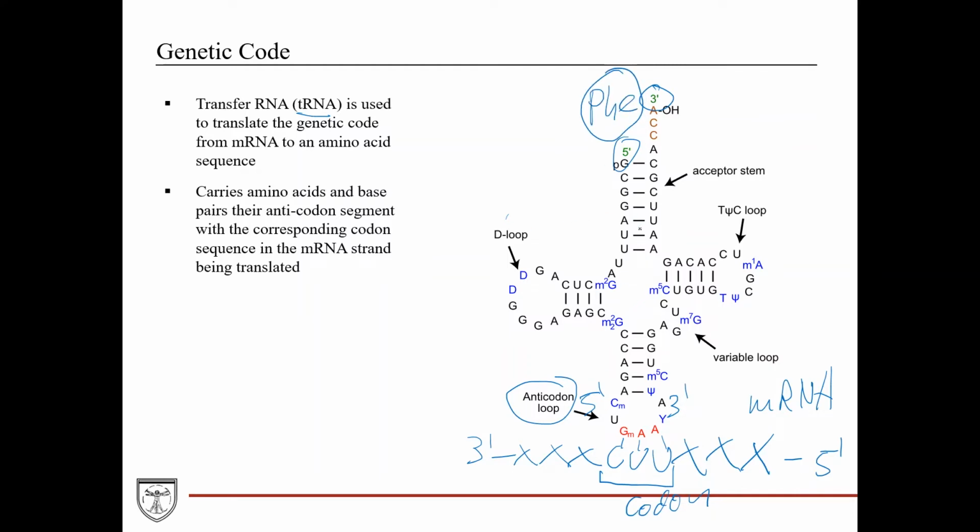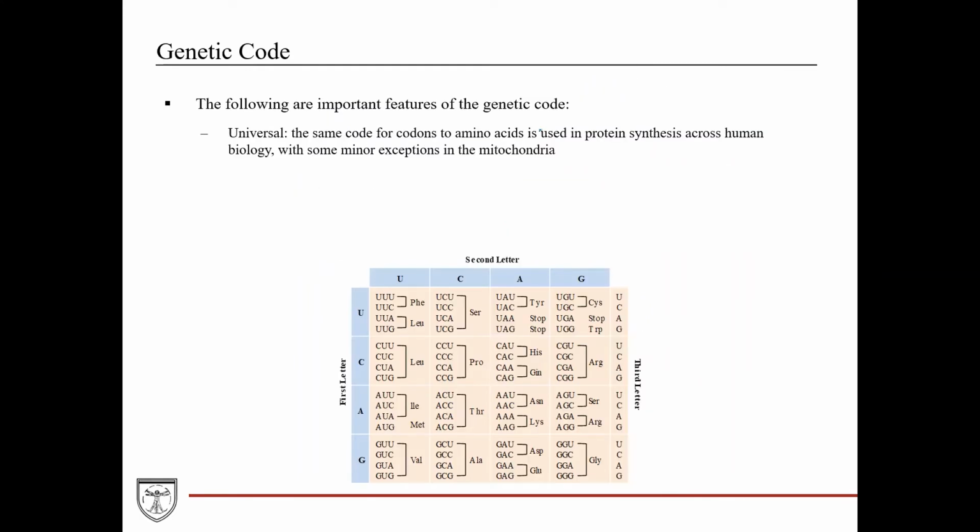So essentially this is how this process works: the tRNA comes in, its anticodon base pairs with the codon in the mRNA sequence, and the tRNA is carrying the amino acid that directly corresponds to that codon. So that's essentially how the genetic code is translated. There are a few features of the genetic code that are important to remember.